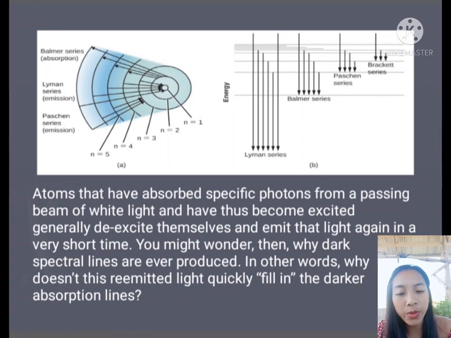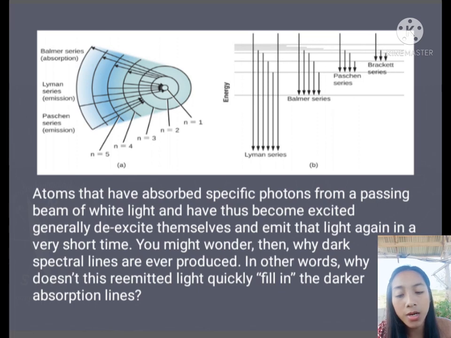So in here, sa first diagram na pinakita natin, we follow the emission or absorption of photons by the hydrogen atom according to the Bohr's model. Several different series of spectral lines are shown, corresponding to the transition of electrons from one allowed orbit to another. Each series of lines that terminates on a specific inner orbit is named for the physicist who studied it. At the top, for example, you see the Balmer series. So sa taas makita natin yung Balmer series.